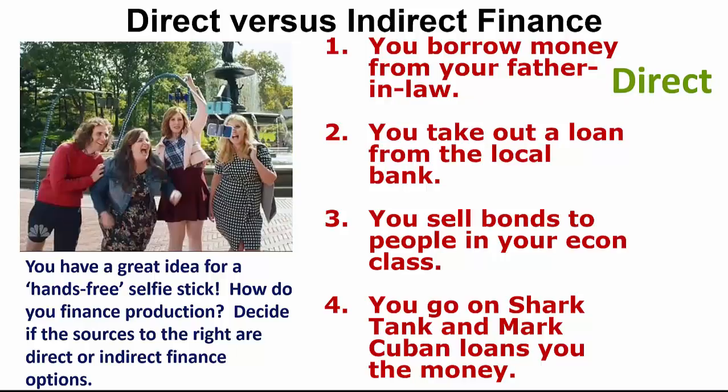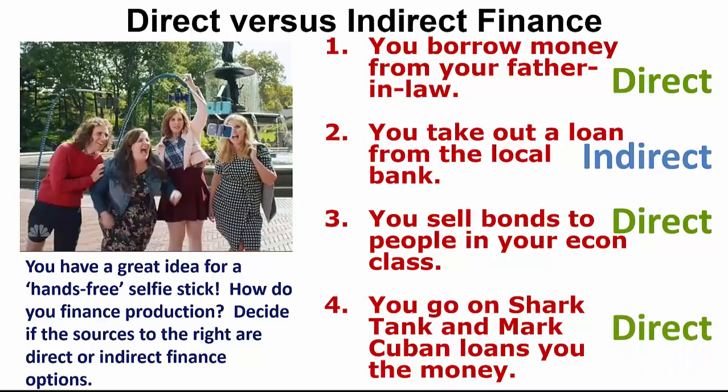If you take out a loan from the local bank, is the bank loaning you its money or is the bank loaning you its depositors' money? That's the difference. So that would be indirect finance. If you decide you're going to sell bonds to people in your economics class, now you're getting money directly from the individuals that have the money. So that would be direct. Or how about this one? You go on Shark Tank and Mark Cuban loans you the money. That would also be direct. It's kind of a rule of thumb, but the only indirect finance is when you get money from banks because the banks get the money from savers.